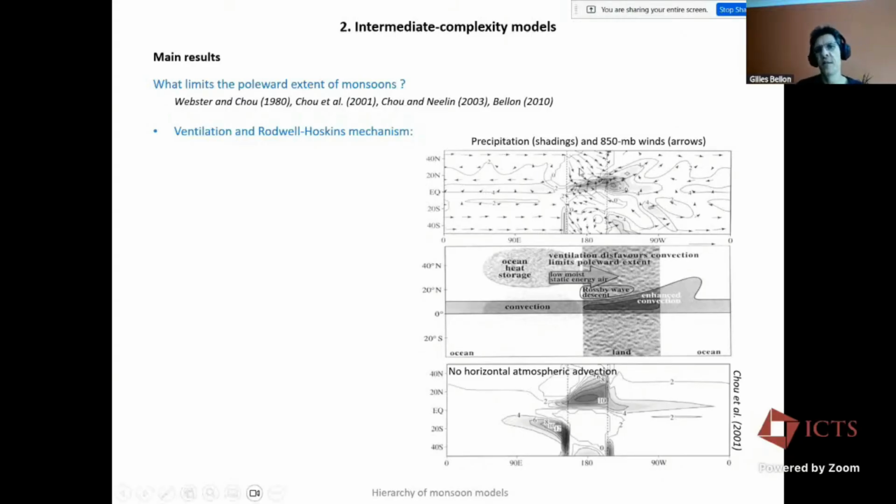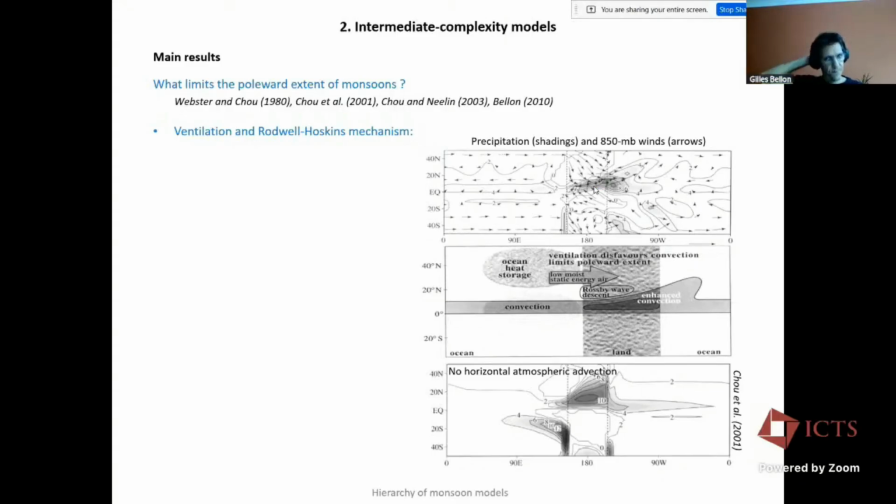And so these two mechanisms limit the northward or the poleward extent of the monsoon. The ventilation is very clear, because it's bringing cool air over the continent, and the Rodwell-Hoskins mechanism is drying the western part of the continent, which then this dry air is advected back to the region with convection. So that's why we get the monsoon that essentially is moved eastward and even encroaches over the oceanic region.